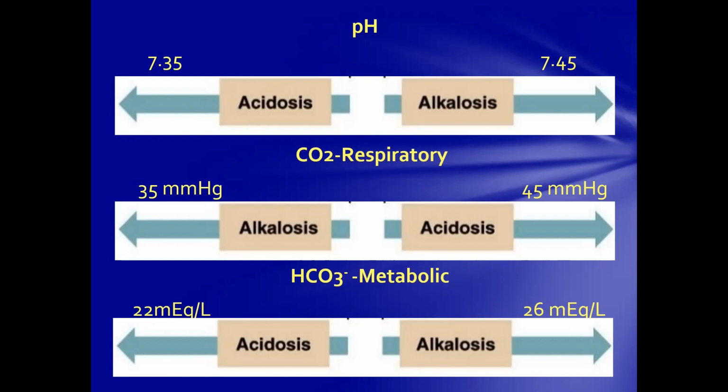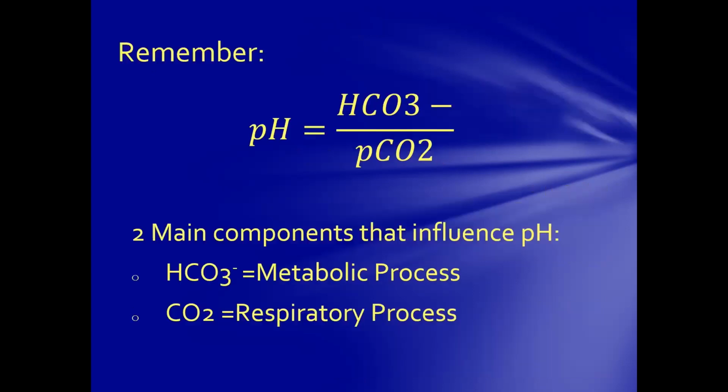Bicarb represents your metabolic system. Bicarb is a base and helps balance the acid in your body. So if you have too much bicarb, you have too much base, and you're greater than 26, you're going to be more basic or alkalotic. Likewise, if you don't have enough base, you're not going to be able to balance that acid that's in the body, and you'll become more acidotic.